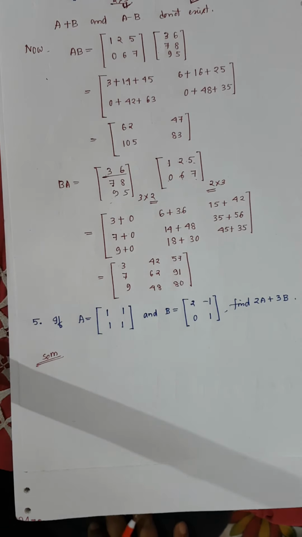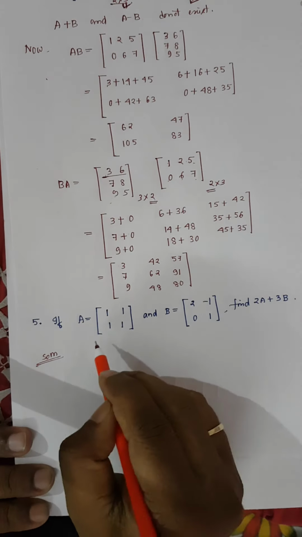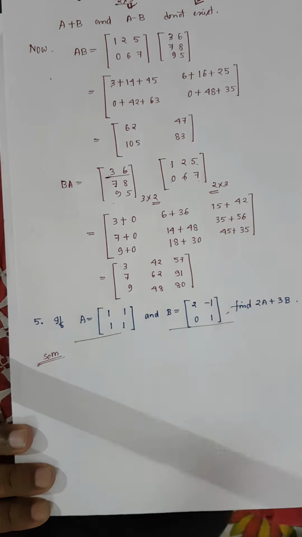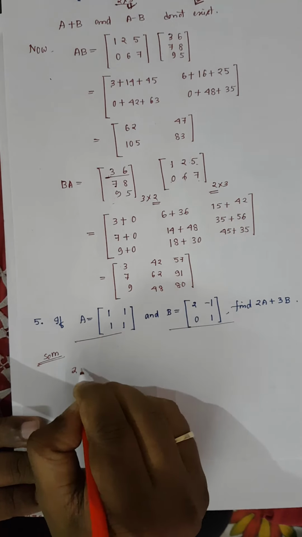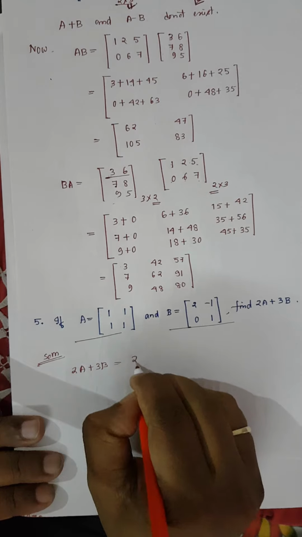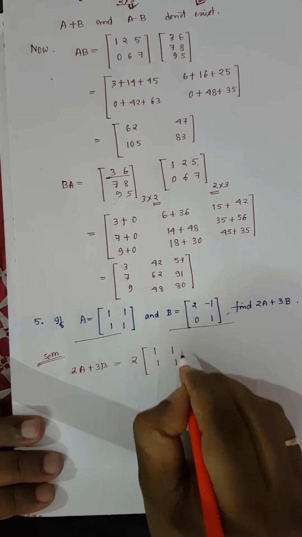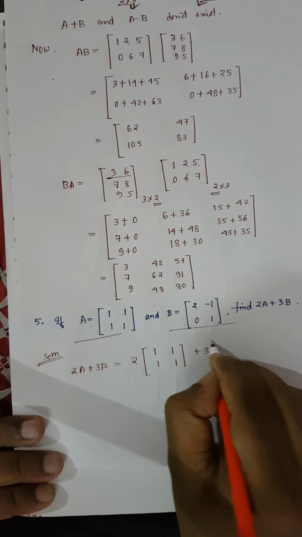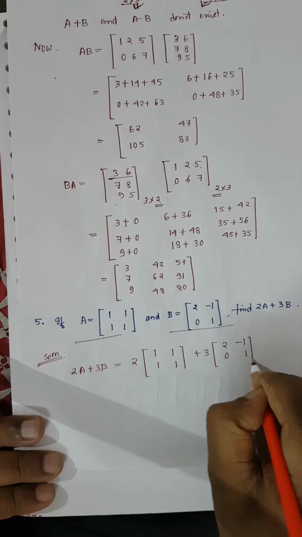Now we will use the property of multiplication by a non-zero constant k. Here you are given A and B, two matrices of order 2 by 2. So find twice A plus thrice B. So 2A plus 3B is equal to 2 into [1 1; 1 1] plus 3 into B, [2 -1; 0 1].